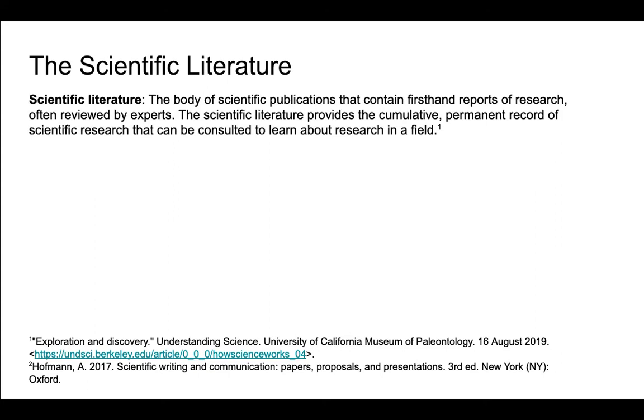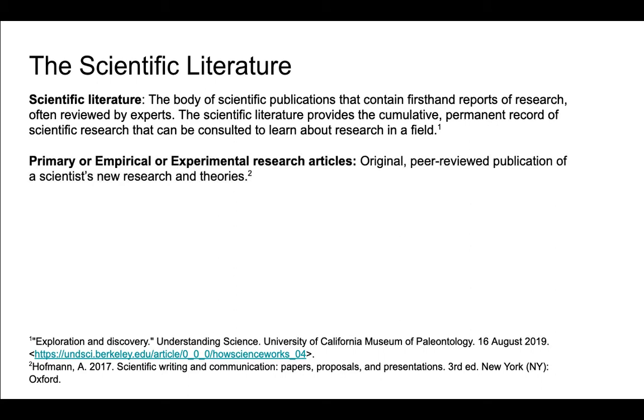So the scientific literature is this body of scientific publications that contain first-hand reports of research, and it's often reviewed by experts. And this literature provides a cumulative permanent record of scientific research that can be consulted to learn about research in a field. And there are basically three types of scientific literature.